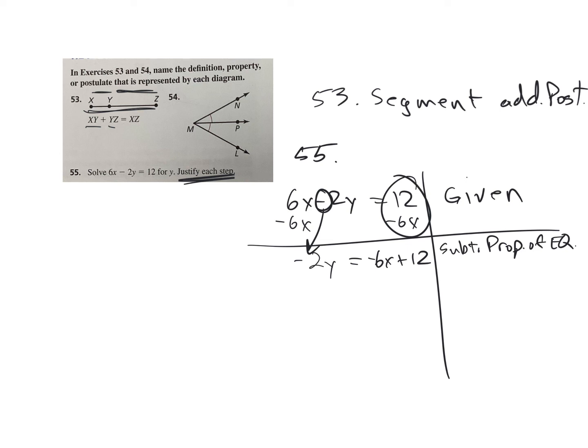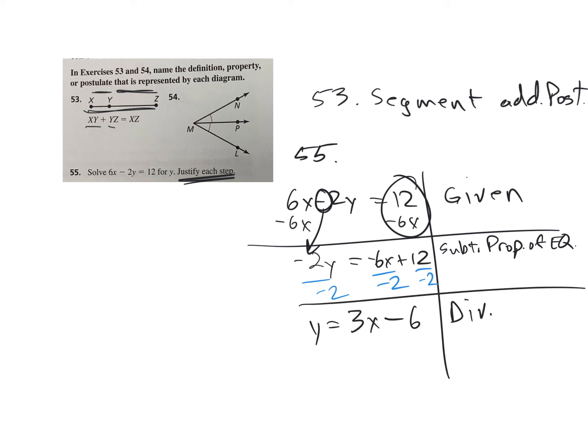So now we're going to divide off the negative 2 to every term. So y equals positive 3x minus 6. Make sure you pay attention to what we just did there. That's the division property of equality. Okay, good job. That's it for 2.4.